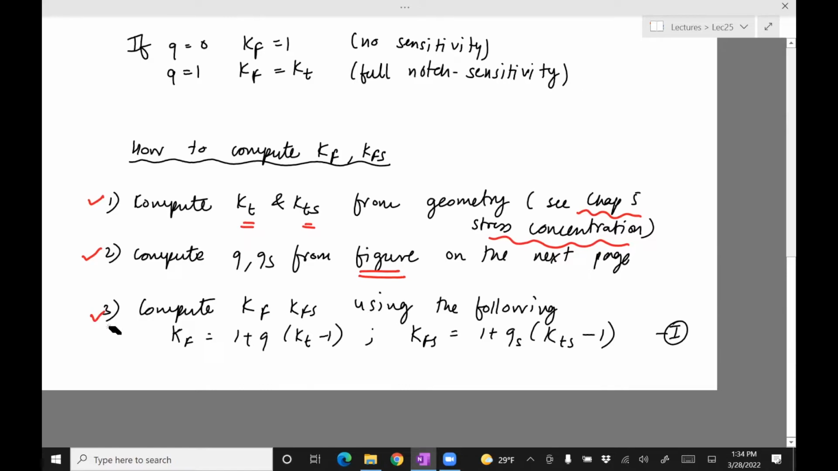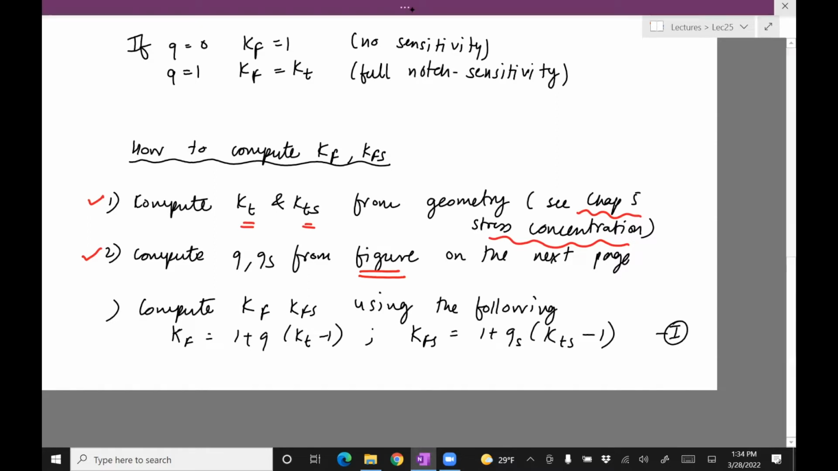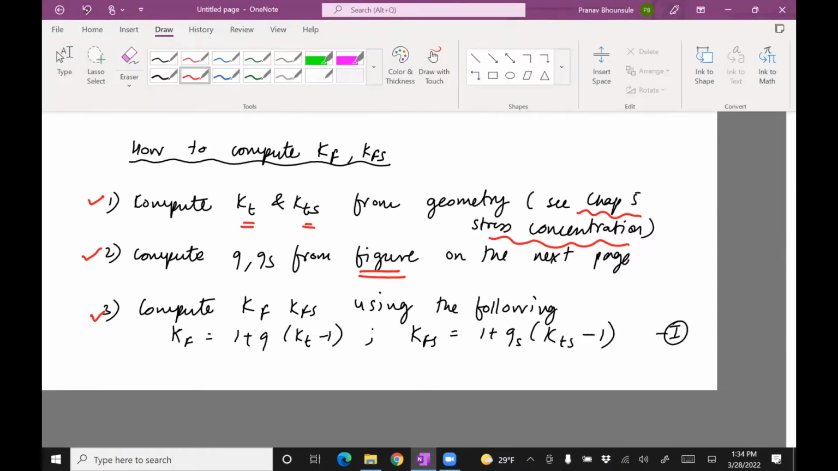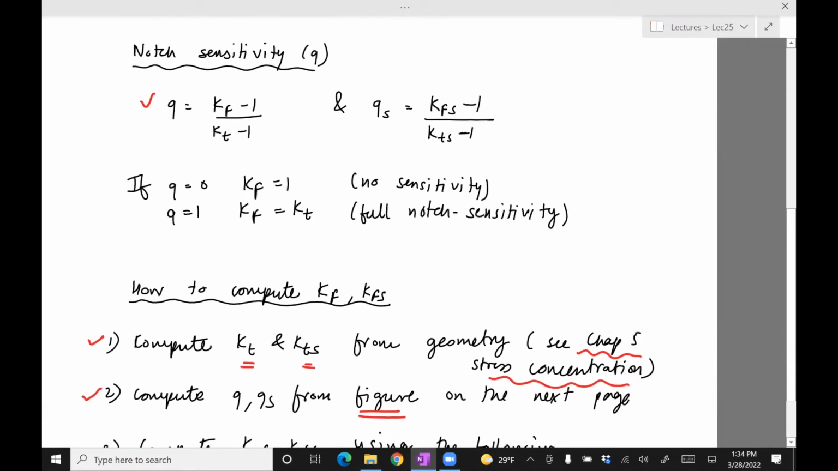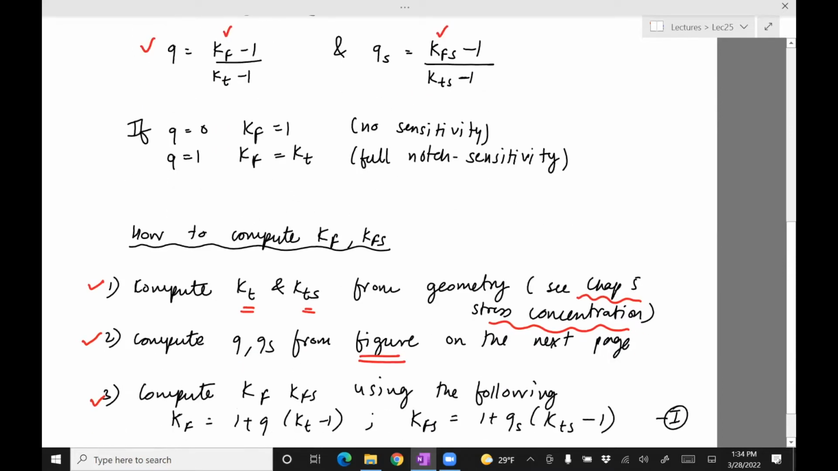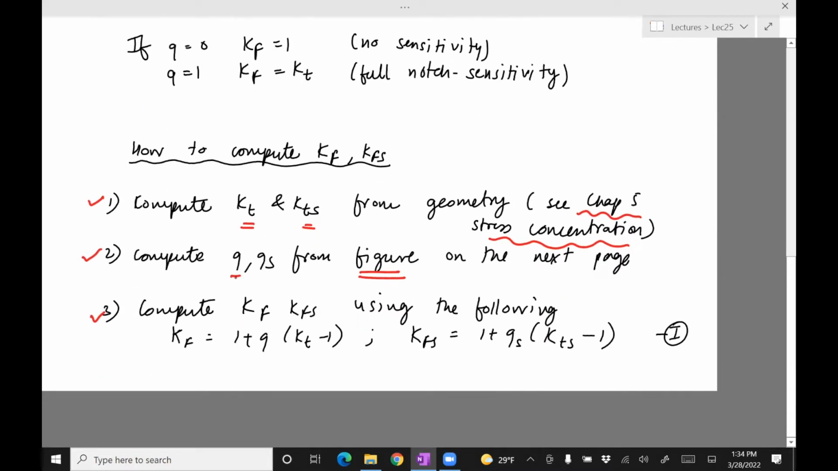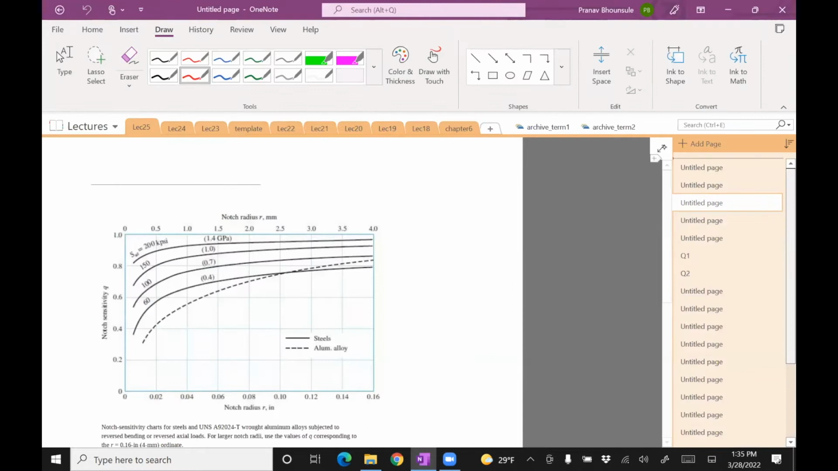And then we can compute Kf and Kfs using these formulas, which is basically taking this formula and then solving for Kf and Kfs given Kt, because Kt comes from step 1. So the only thing here which is new is Q and Qs. How do you get those? Those come from this figure.